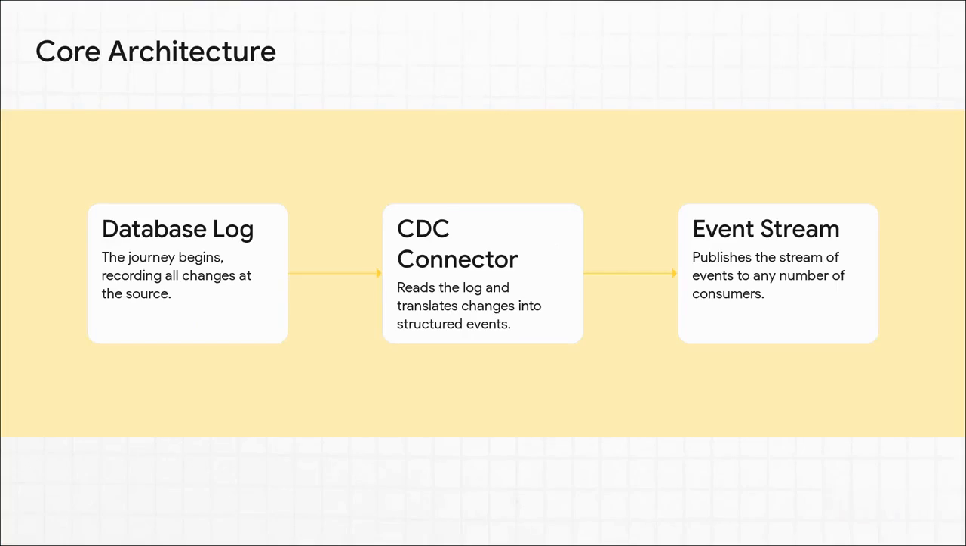At its core, the architecture is beautifully simple. It all starts with the database's own transaction log. That's the absolute source of truth. Then, a special piece of software called a CDC connector reads that log. And finally, that connector turns the changes into events and publishes them to an event stream. Let's dig into each of these.